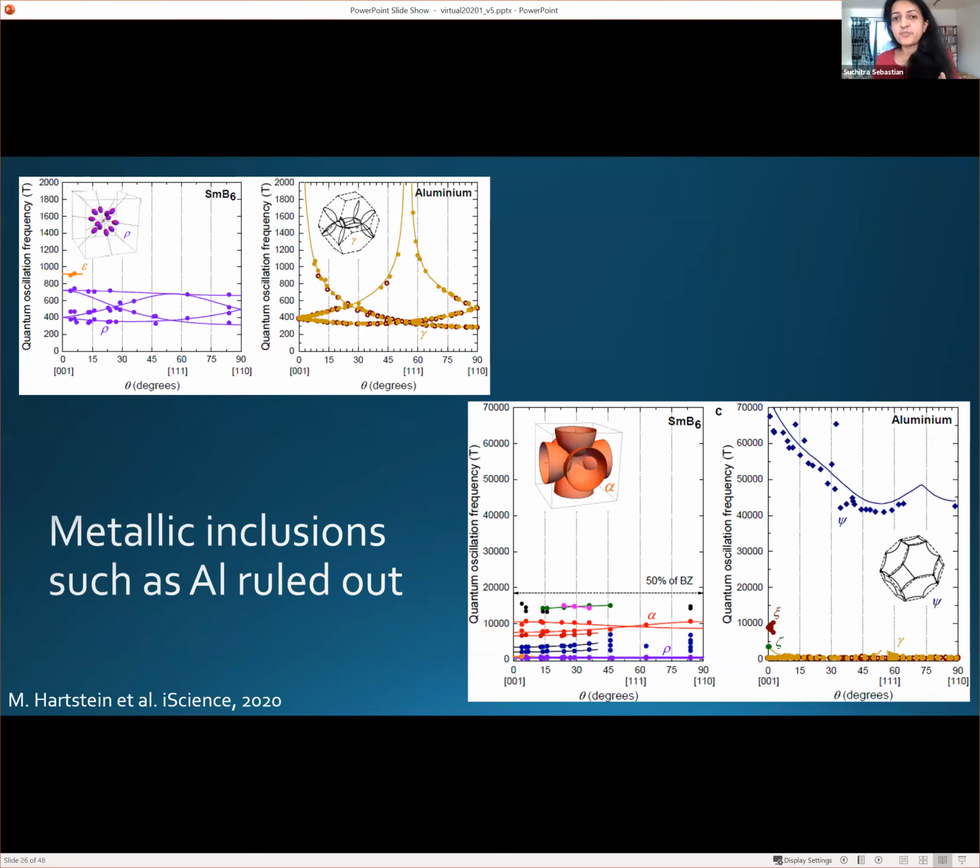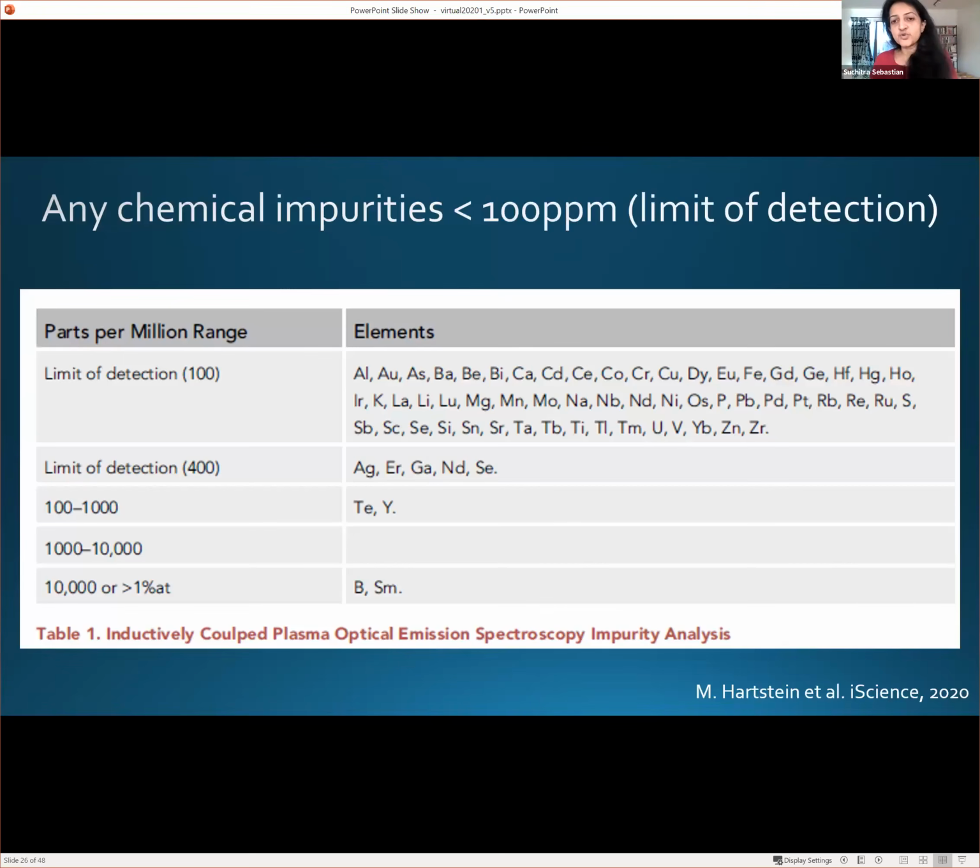It's interesting they're similar, but this may well be because the cubic lattice parameters are similar and the number of valence electrons are similar. You might expect similar size frequencies. But we rule out these oscillations from the aluminium, but also we make really certain, because if something so unexpected is happening, we have to check all the possibilities.